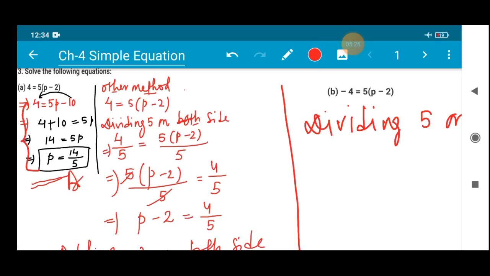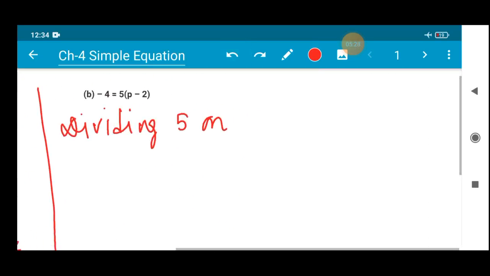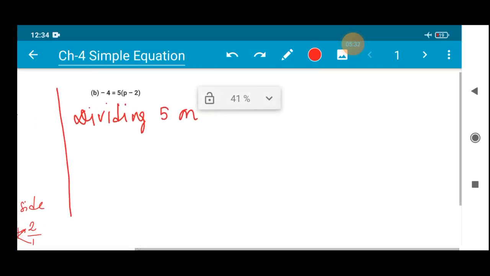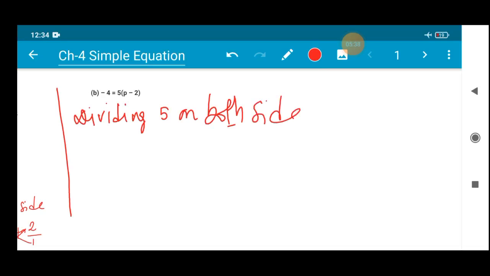Just check it out here. Your duty is to do both methods, but I'm using only one method here, that is dividing 5 on both sides. In this question I have done this, in another question I'll be doing another way. So minus 4 by 5 is equal to 5p minus 2 by 5.